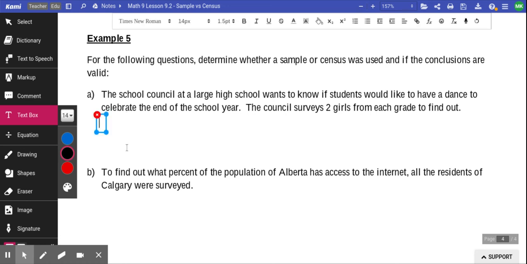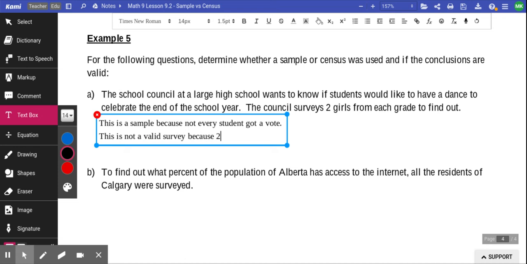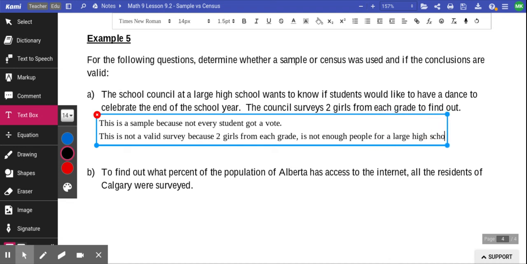First off, is this a sample or a census? This is a sample because not every student got a vote. Now let's talk about the validity of this. I would say this is not a valid survey because 2 girls from each grade is not enough people for a large high school. There's not enough people surveyed to represent a large high school.